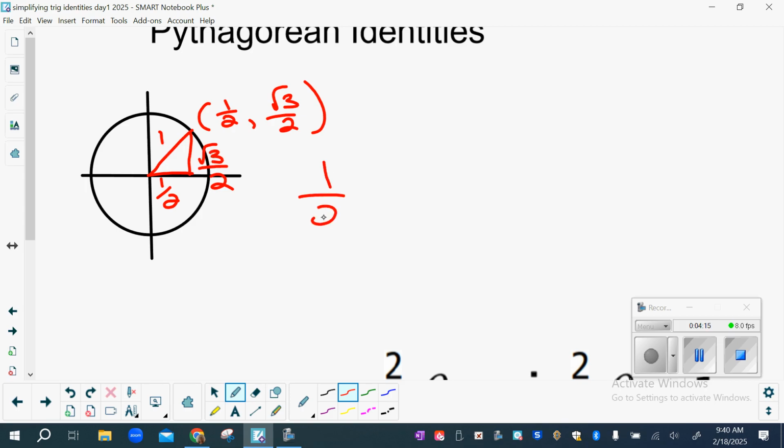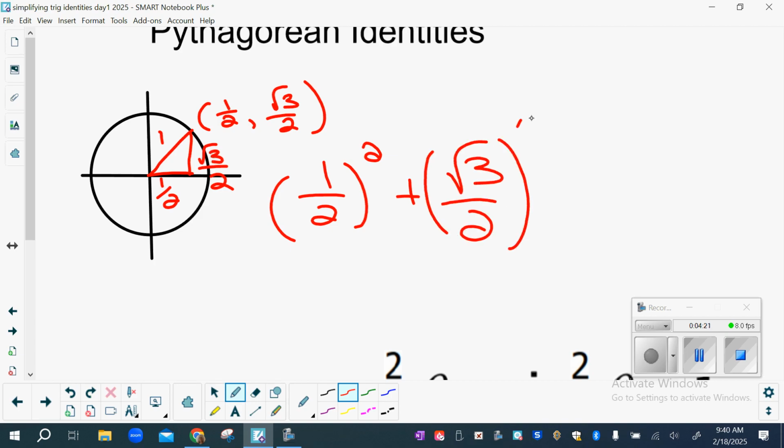I'm going to say 1/2 squared plus √3/2 squared should equal 1 squared, which is 1. It looks shaky to me. Let's see what happens when I go 1/2 times 1/2. That's 1/4. Okay. And then I'm going to go √3 times √3, which is 3/4.